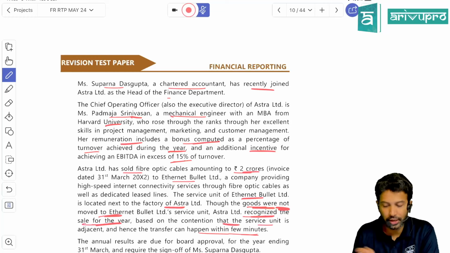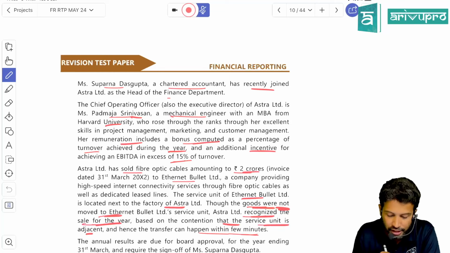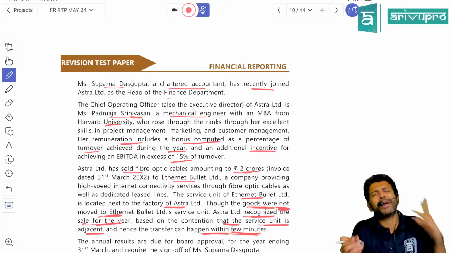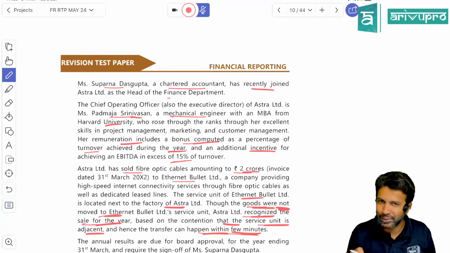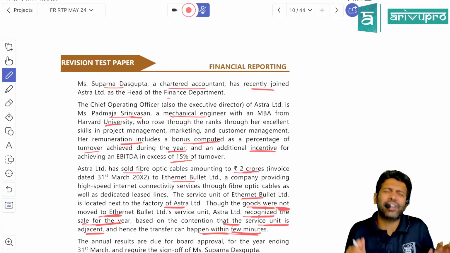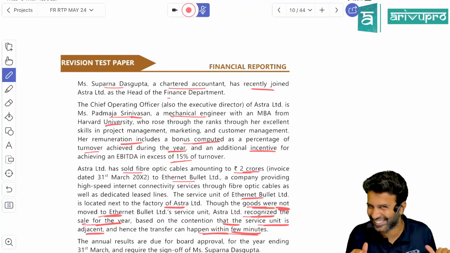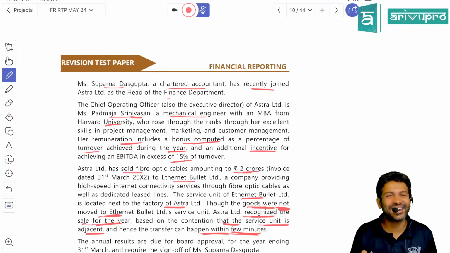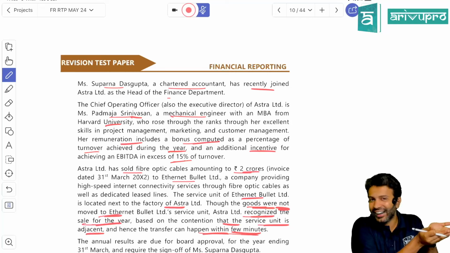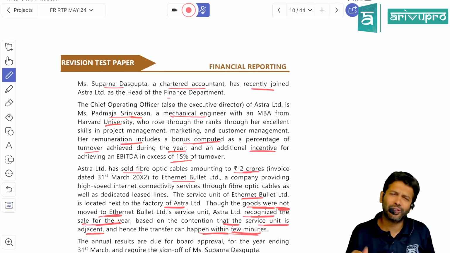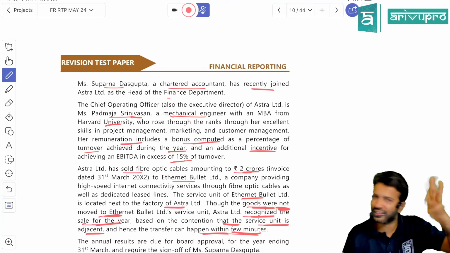Based on the contention, the company is justifying, saying the service unit is adjacent and hence the transfer can happen within a few minutes. Within 2 minutes, we can supply the cable. So we are not worried about delivery. So we recognized it. But if it is so easy, why didn't you deliver first? Correct? You should have delivered. Yes. They are saying it's only next to our building. Whenever we want, we can deliver, and the delivery will take only a few minutes. So we will not wait for delivery. Immediately we'll recognize.